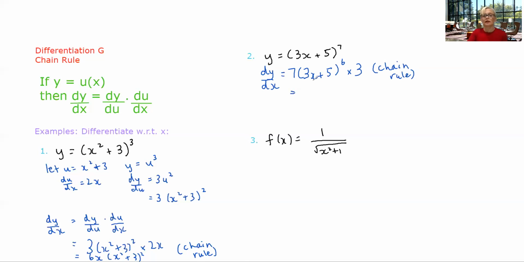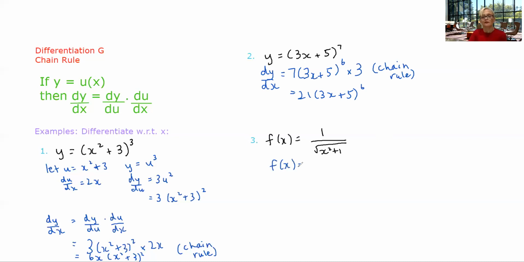And then we can just tidy it up, obviously get all your numbers out the front. And there we go. Quite easy, particularly if your inner function is just a linear function, because then the derivative of that's just a constant. Let's have a look at this one. This one is a little bit more tricky.